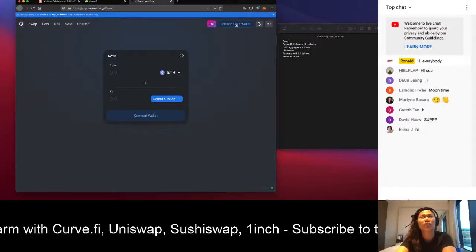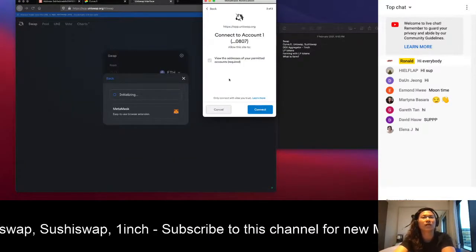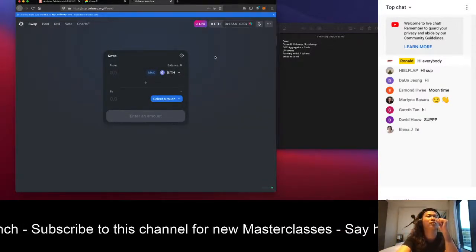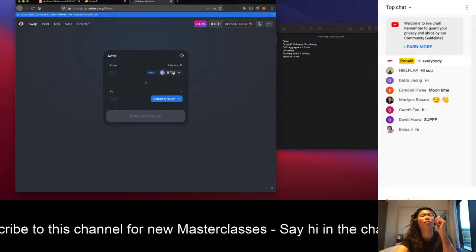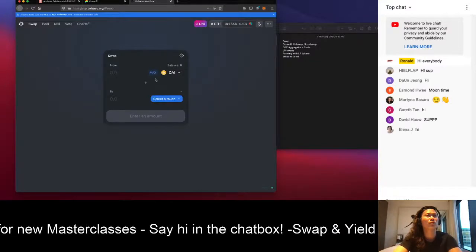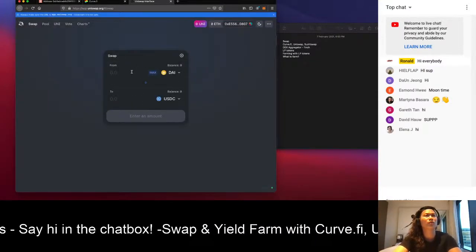You connect to a wallet, connect to your MetaMask, all right? So it's kind of your logging in. We've done this a lot of times, okay? And then if you want to swap, let's say we want to swap DAI to USDC, which is exactly what we were trying to do just now.